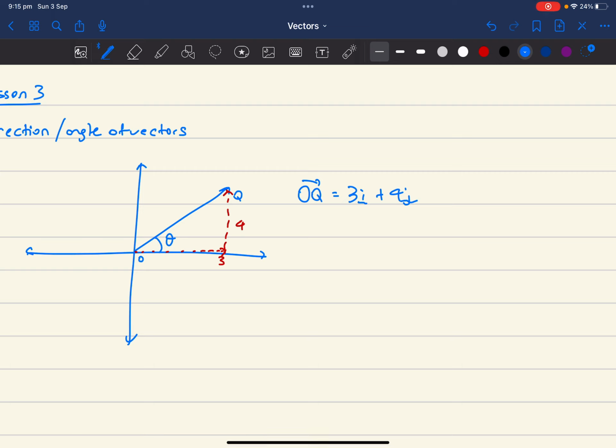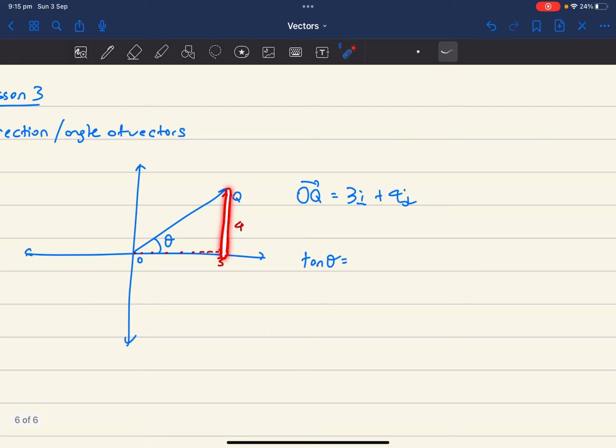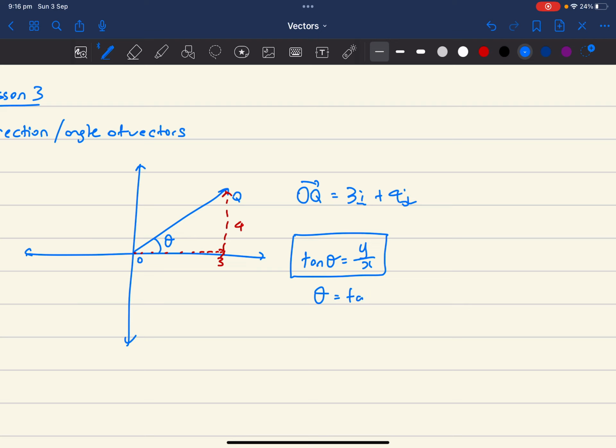If I wanted to find this angle, just using normal trigonometry, tan theta equals opposite over adjacent, right? Opposite over adjacent, which is y over x. So this is your formula to find your angle. And then to find the actual angle, you can do theta equals tan inverse of y over x. If you tan inverse both sides, this tan just goes away, and you're left with this result. So this is how you find theta.